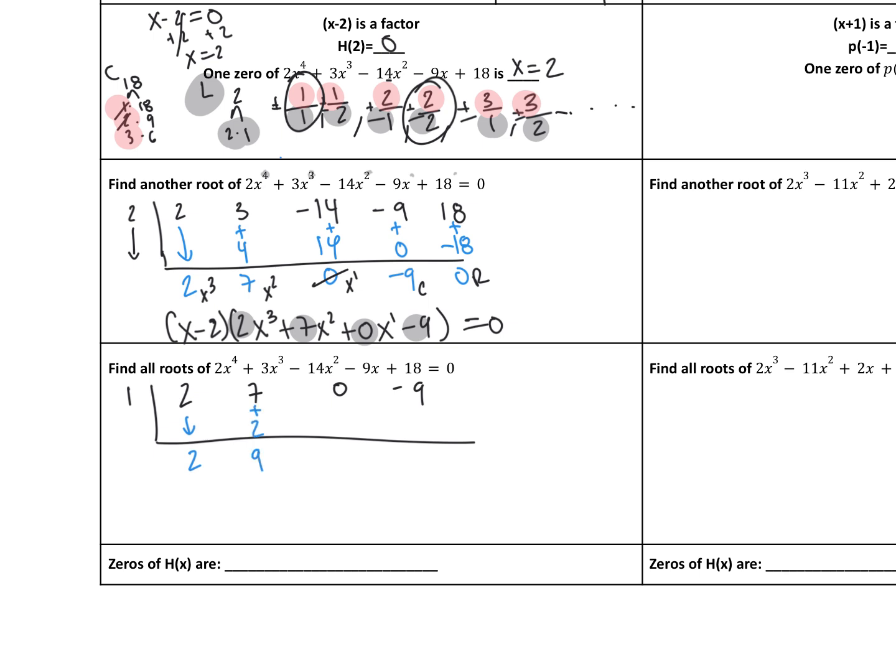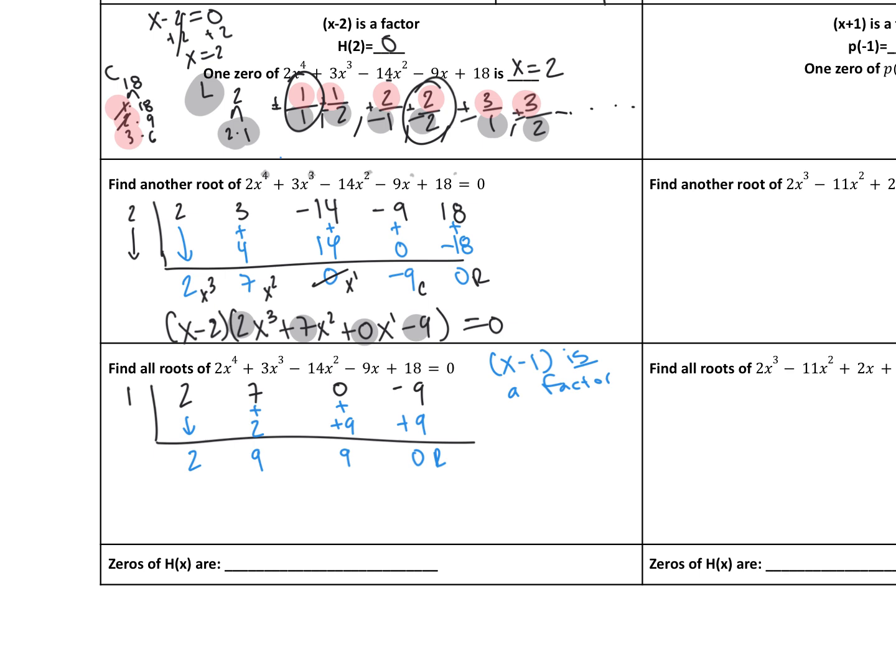Add straight down, I get 9. Multiply with the 1, I get 9. Add straight down, I get 9. Multiply with the house number again, I get 9. Add straight down, and luckily for me, my remainder is 0. That means this worked. That means x minus 1 is a factor because I got a remainder of 0.